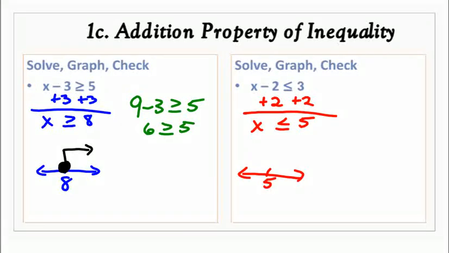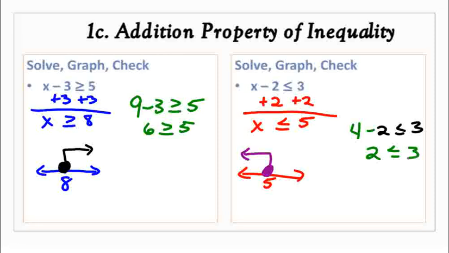It has the equal to part, so I'm going to have a filled in circle. Less than means it goes to the left. Now to check, pick a number less than or equal to 5. I'm going to choose 4. 4 minus 2 has to be less than or equal to 3. 4 minus 2 is 2. 2 is less than 3. So I know my answer is correct.